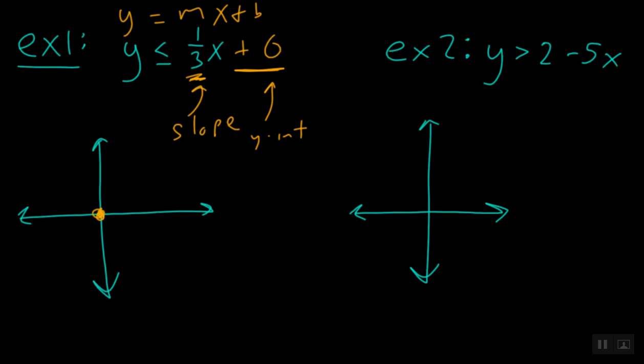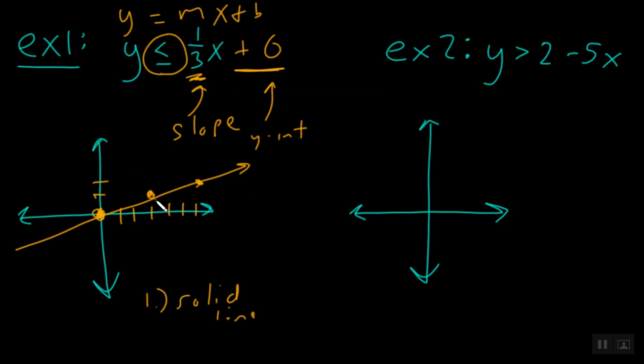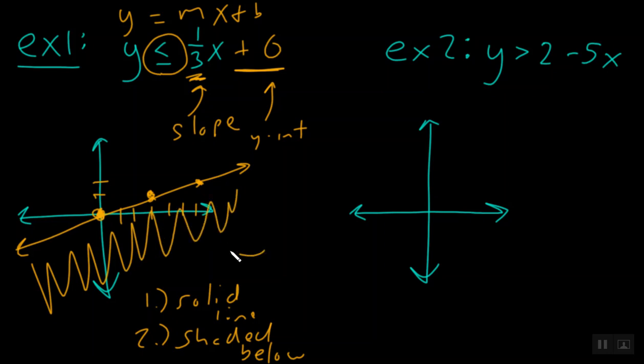So this will cross at the origin, and with our slope being 1 over 3, we know we're going to go up 1 and to the right 1, 2, 3 for our first point. And for our next point, we can go up 1 and to the right 1, 2, 3 again. And from here, let's look at our properties. It is the less than or equal to symbol, so 1, it should have a solid line. And 2, it's the less than, so we know it's going to be shaded below. And by the way, whenever you're shading below, what does that really mean? It means that all of our solutions are here in the shaded region.